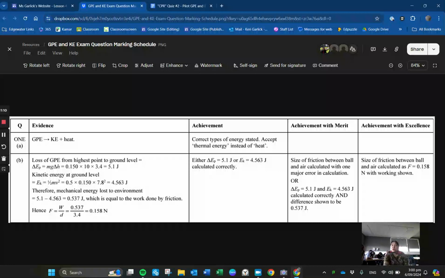This one here, you calculated both those correctly and you show that the difference is that. That was also considered for a merit point. So either you got the calculation most of the way there, you just made a mistake, or you got this one right. And then lastly, for the excellence, you show the size of friction between the two with the calculations. So the nice thing about this assessment is that it's very math focused. So if you can show the math of what you're doing, then you can usually get your points.